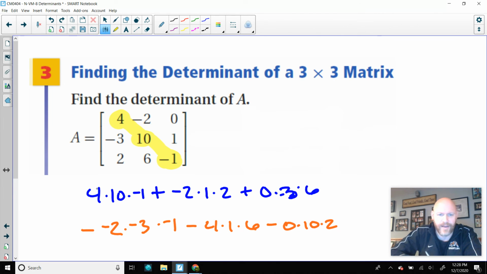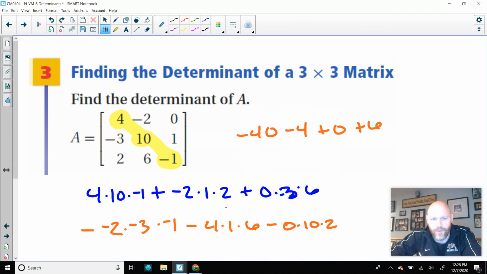I have all this math down. So we're going to do 4 times 10 times -1, which gives us a -40. We're going to do -2 times 1 times 2, which is a -4. We're going to do 0 times all that fun, which is a 0. Then we're going to do a -2, which is positive 2, times a -3, which is a -6, times a -1, which is a +6. -4 times 1 times 6 is a -24. And -0 times anything is going to be a -0.